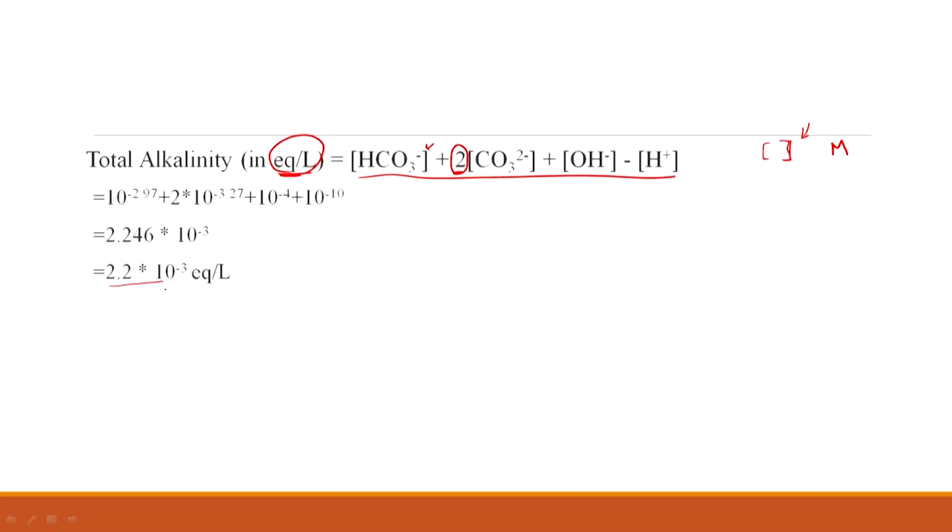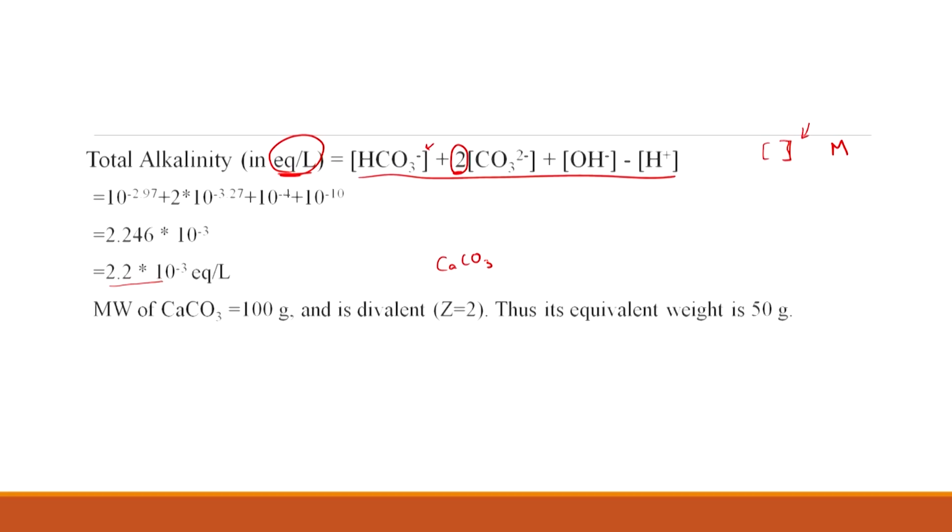But I believe the question also asks you to change the units into, I believe, as CaCO3, to express them in terms of CaCO3, right. So, again you can look at the equivalents per unit weight. Molecular weight, we know 100 grams CaCO3, because both Ca2 plus and CO3 2 minus are divalent, Z is equal to 2, and thus equivalent weight is molecular weight by Z, that is going to be equal to 50 grams, right.